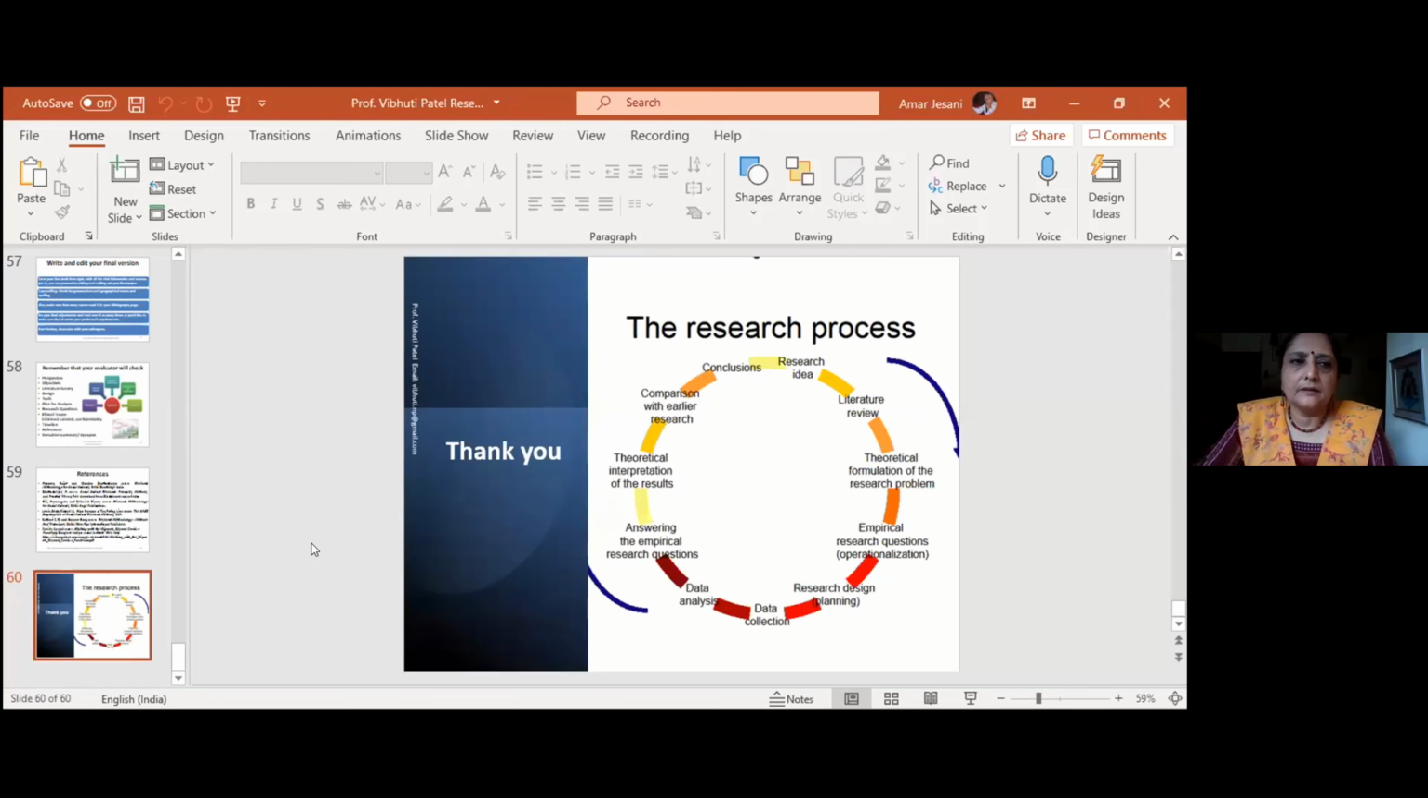Okay, thank you, ma'am. Ma'am, there is one more question from Nirja. Where can we write the objectives in a PhD thesis, either in the introduction or methodology? First, do the scan and do the gap analysis, that is, what are the gaps in the existing research, so that you know what new you are going to give.